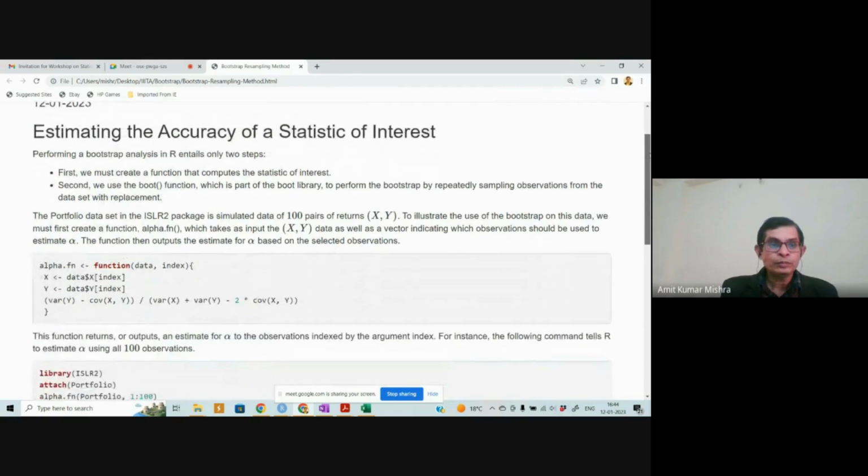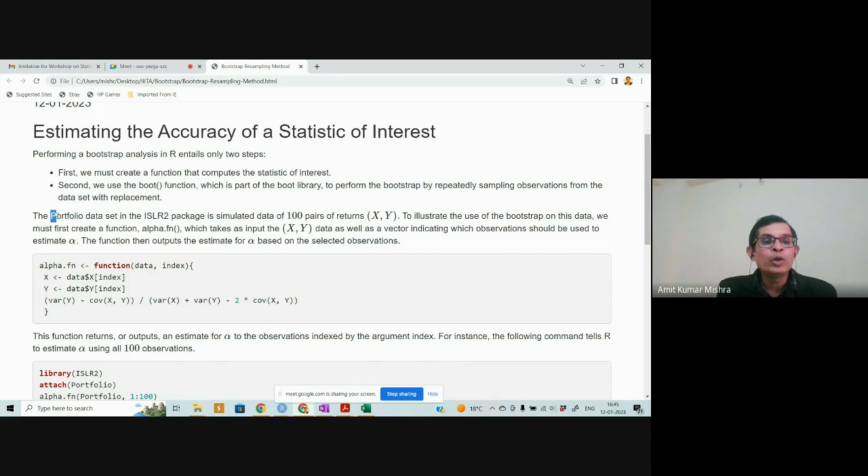Now see, performing a bootstrap analysis in R entails two steps. First, we must create a function that computes the statistic of interest. That means, for example, we wanted to estimate alpha. So you have to create a function for alpha. The first step is that if you are interested in alpha or whatever statistic in which you are interested, you have to create a function for that. Then you can use the boot function, which is available with the boot package. And then you can easily get everything.